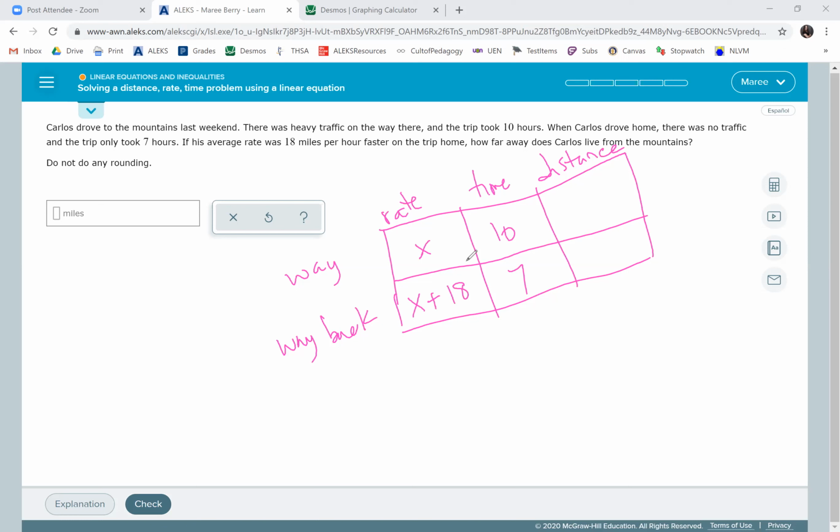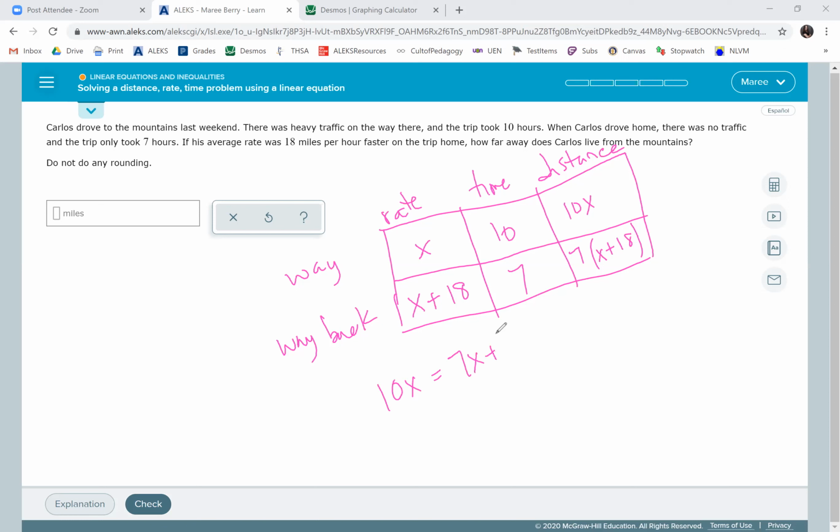And then the distance, okay, we know the distance is the same for both of these. So on the way, he's going to go a certain distance. On the way back, he's going to go the exact same distance. So the distance here is rate times time, and the distance on the back is rate times time. I'm just going to put time first on both of them. We want these two to be equal to each other because he went the same distance.